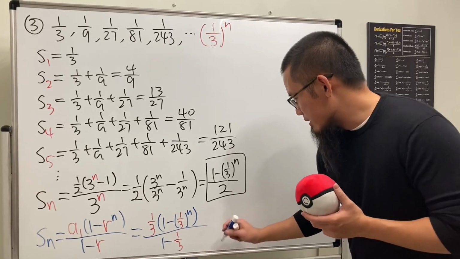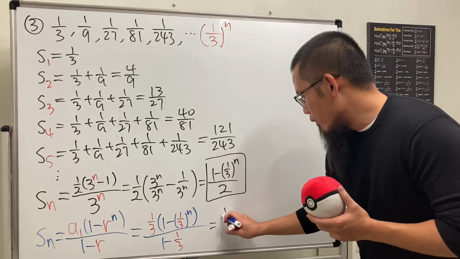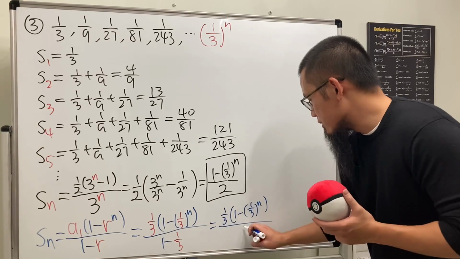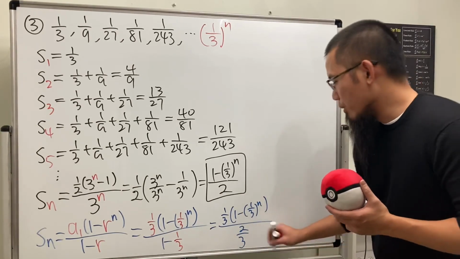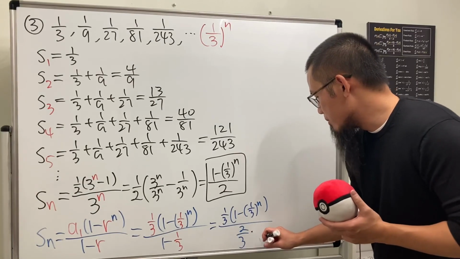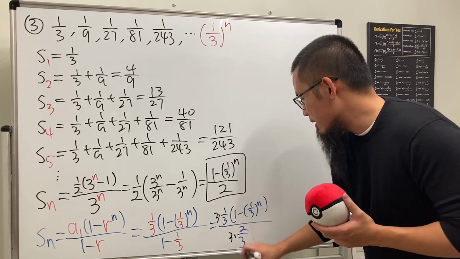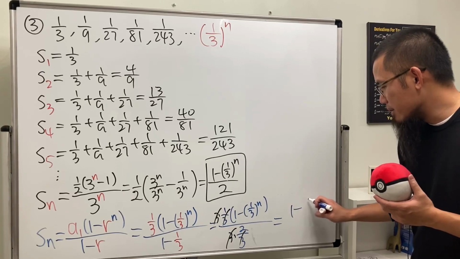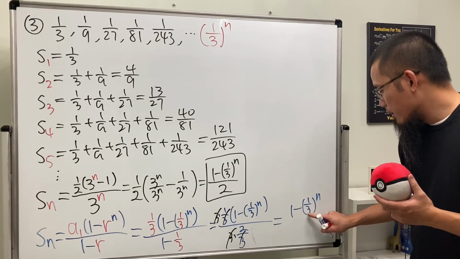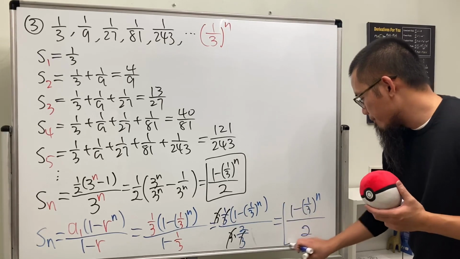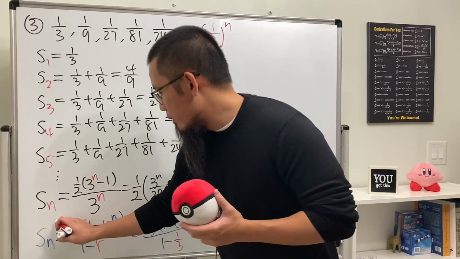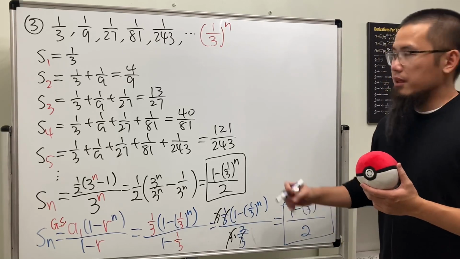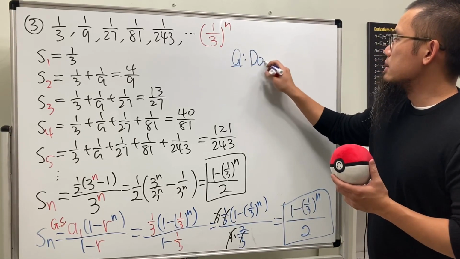Now, we can see this is just going to be 1 over 3 times 1 minus 1 over 3 to the nth power over, that's just 2 over 3. By the moment that we multiply the top and bottom by 3, let me just put it down right here. 3 times this, 3 times that, this and that cancel, this and that cancel, we get that, right? So this is equal to 1 minus 1 over 3 to the nth power over 2. Okay, this right here only works for geometric, right? So just like that.